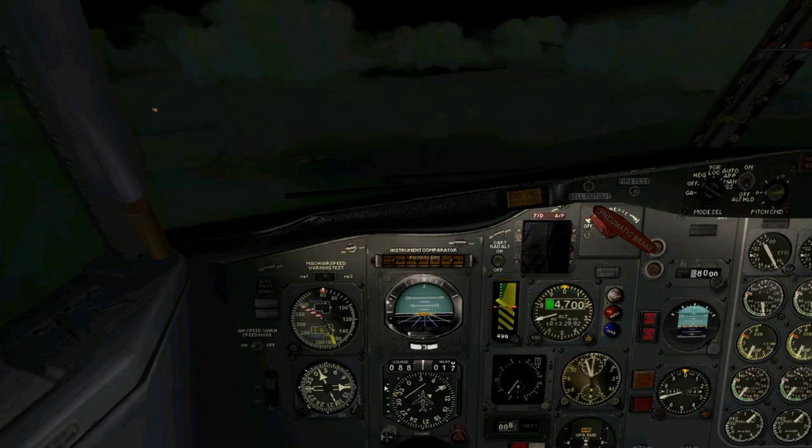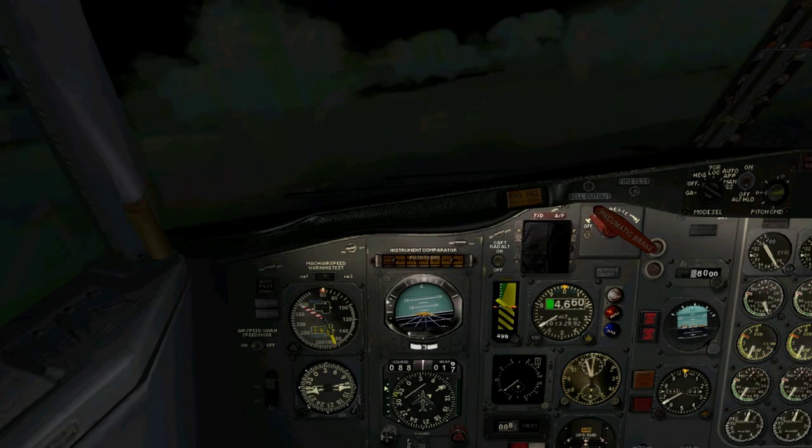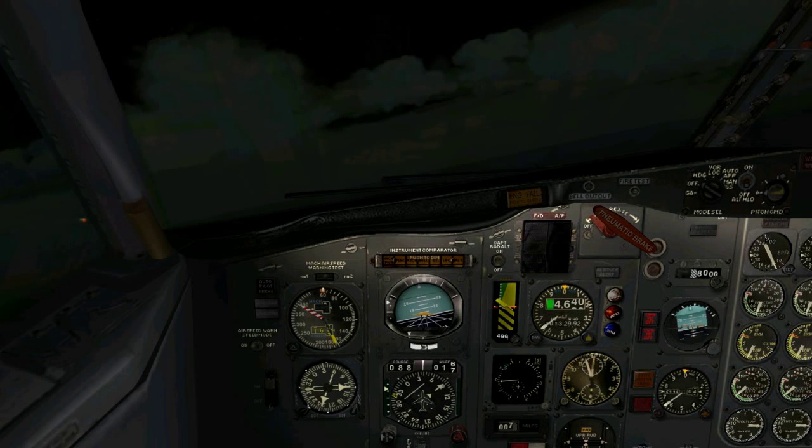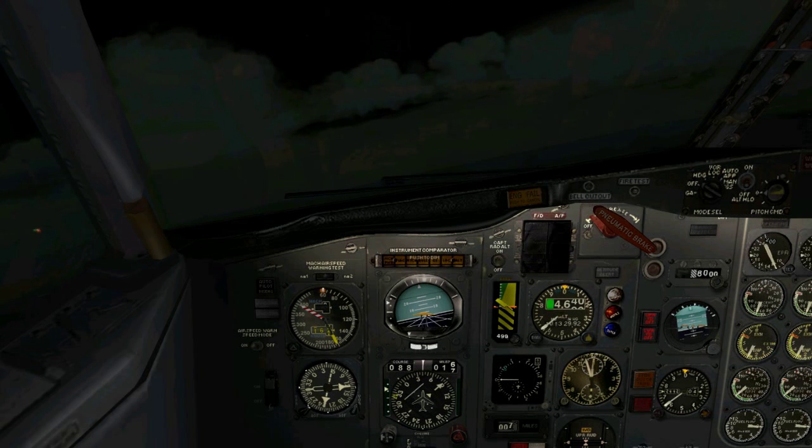As we get closer, the needle is going to start moving faster. And there it goes. It's swinging around. We have just overflown the NDB. Immediately, we're going to turn to a heading of 045.